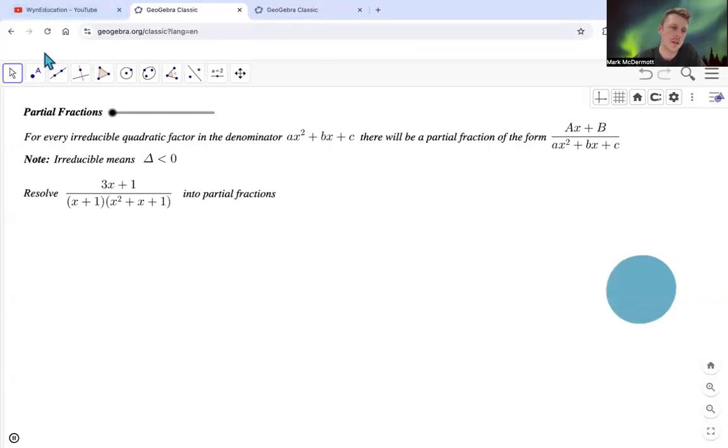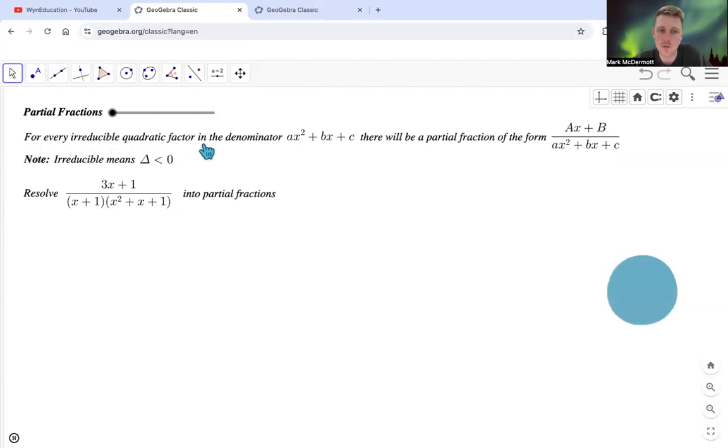All right, so looking at partial fractions again. This is the third video about partial fractions. This one's when the denominator is what's called irreducible. It means basically it can't be factorized. You would have come across irreducible quadratics in your study of quadratics. Basically, it means that the denominator has a discriminant that's less than zero. So we can't factorize it.